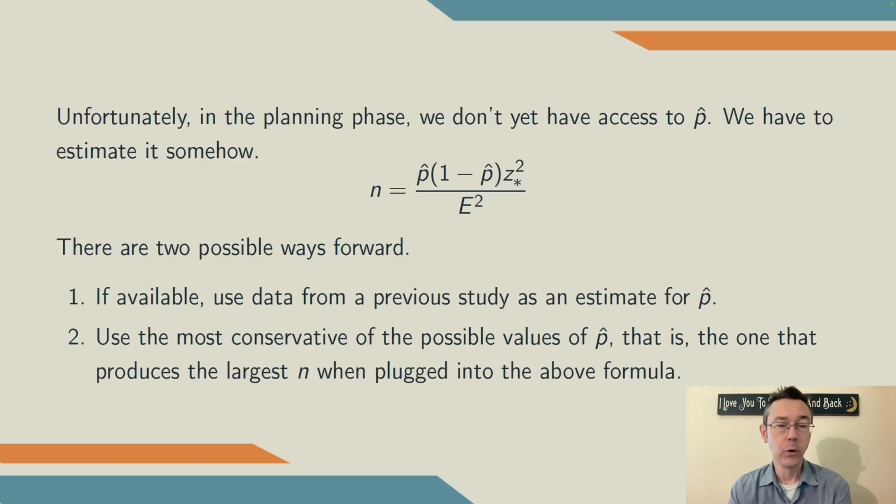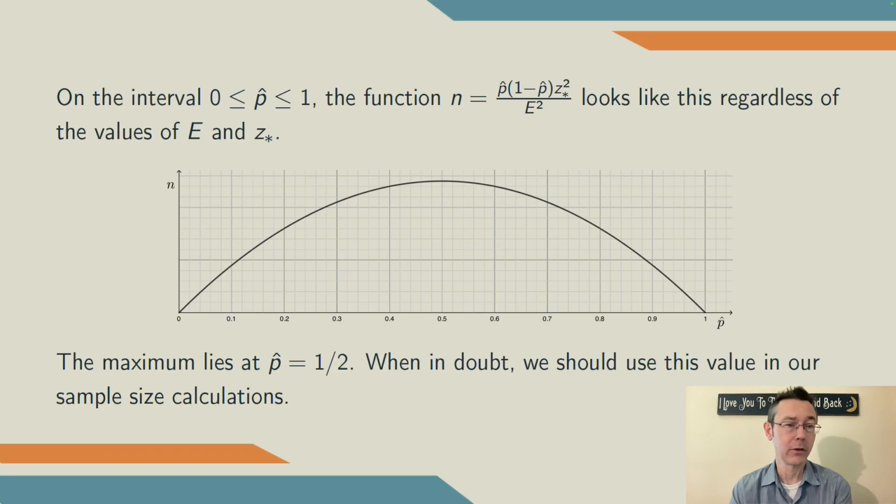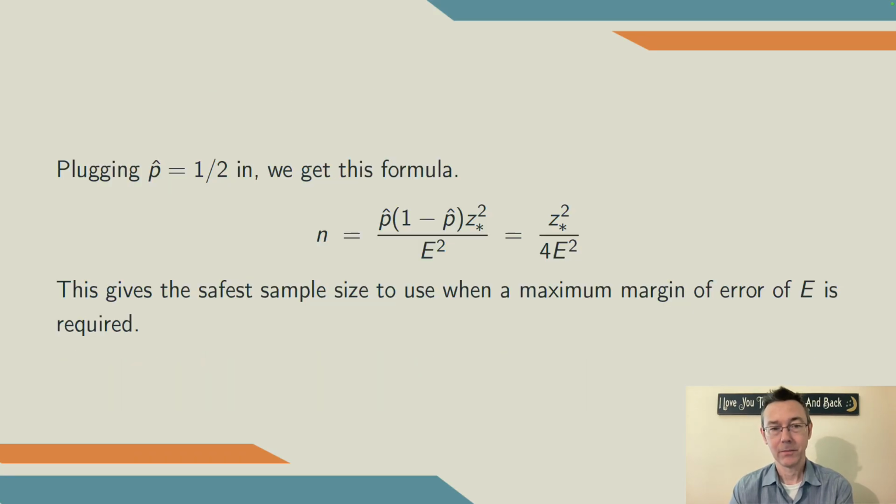So what I'm going to do is view e and z star as fixed and graph n as a function of p hat. P hat, of course, can go from 0 to 1. And the plot is a parabola that opens downwards with x-intercepts, or I guess p hat intercepts, at 0 and 1. And the maximum value occurs at p hat equals 1/2. That's going to be the most conservative value of p hat that you can use when choosing your sample sizes. When in doubt, that's the value we should use in our sample size calculations.